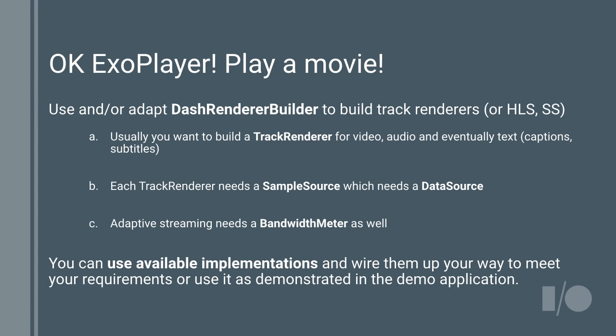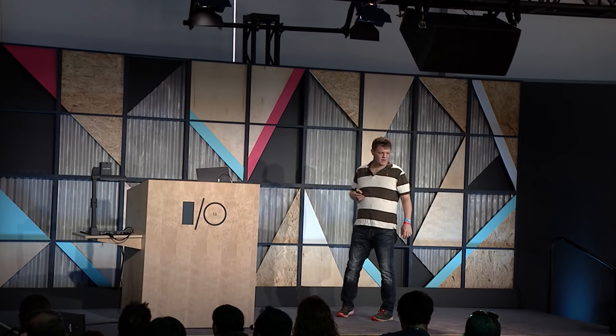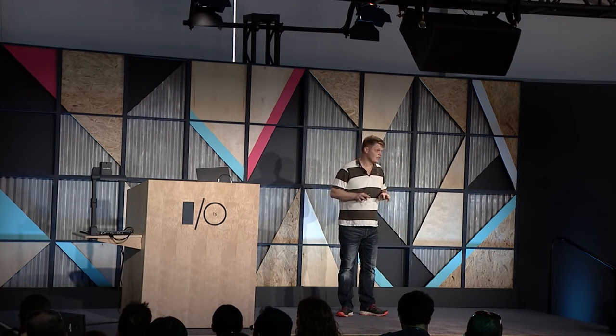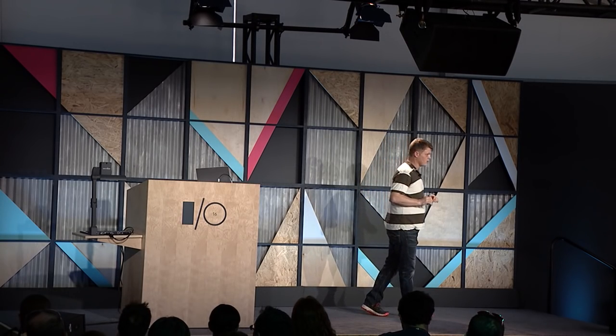So we need a track renderer. The track renderer then needs a sample source. Each sample source, again, needs a data source, which in the end needs a bandwidth meter if you want to do adaptive playback. So let me be clear again, you don't have to provide your own implementation.